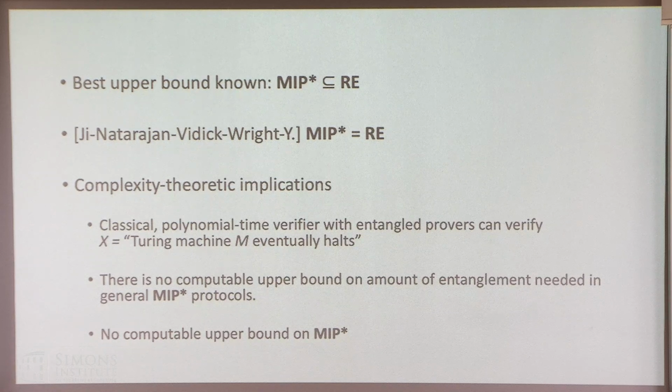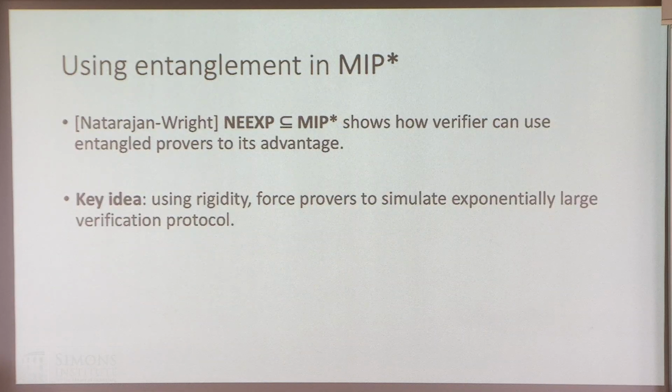So what are the complexity theoretic implications of this? It's kind of crazy. If you have a classical polynomial time verifier interacting with entangled provers, it can verify statements like x, which is: some Turing machine M eventually halts. We don't know when it halts, but if it does eventually halt, the provers can prove this to the verifier. And this also means that there's no computable upper bound on the amount of entanglement needed, in general, for MIP star protocols. And again, that means there's no computable upper bound on MIP star.